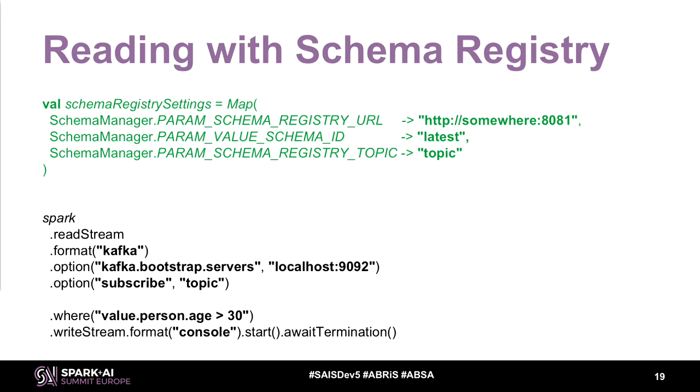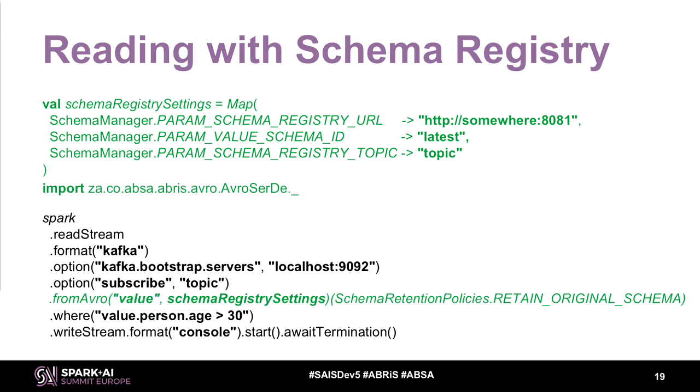And the topic. In Schema Registry, you store and locate all of these schemas based on the topic. So we have these settings, we import ABRIS, and we call from Avro, passing in Schema Registry this time instead of a specific schema. Now ABRIS handles fetching the schema from Schema Registry for you and spares you all of the headaches that go along with managing schemas.